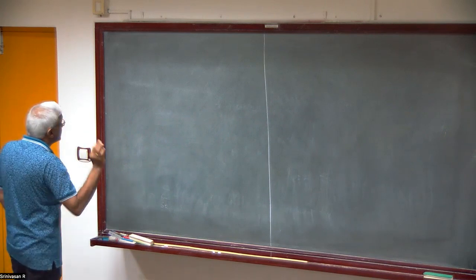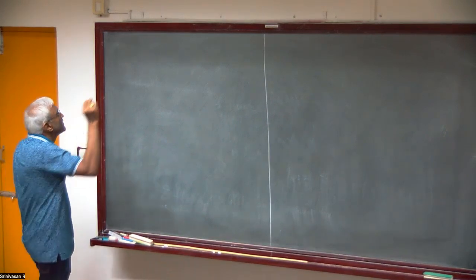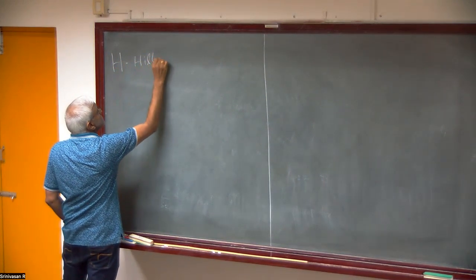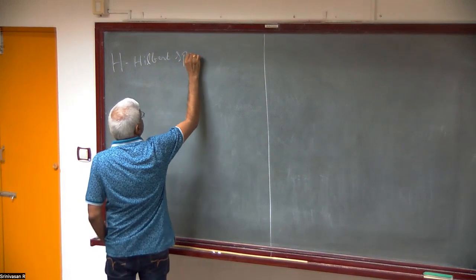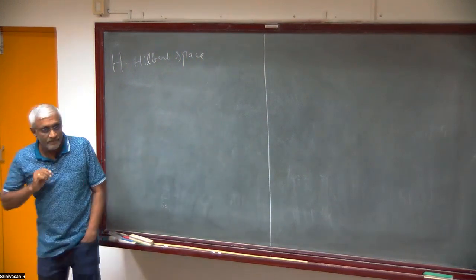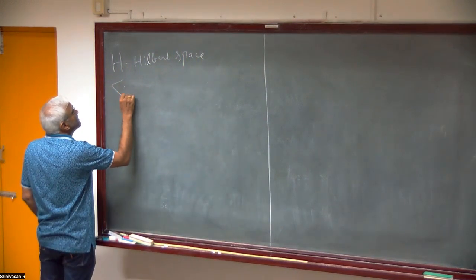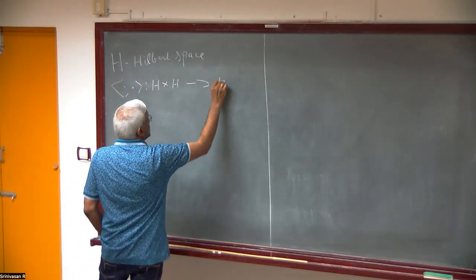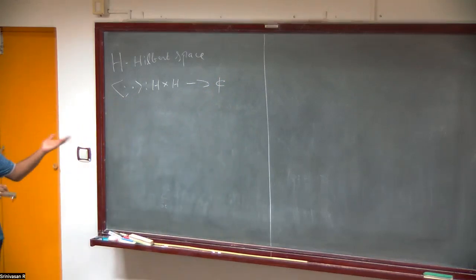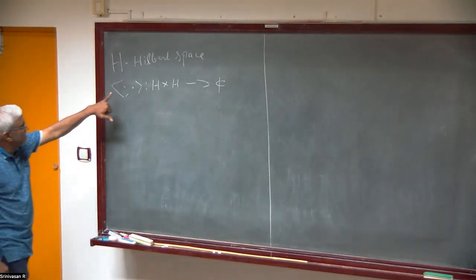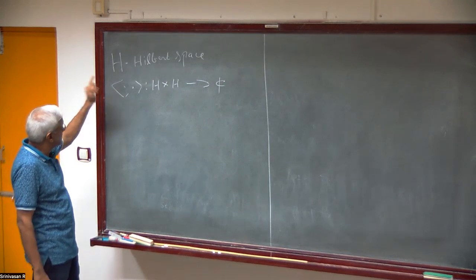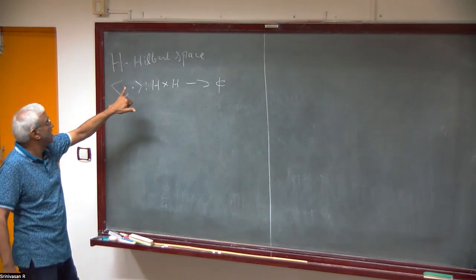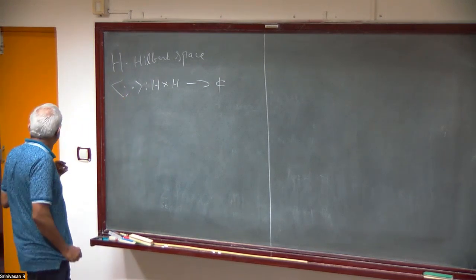In the last class, we introduced what is called a Hilbert space. Okay? So H is a Hilbert space. By this, we mean there is an inner product, which is a function of two variables from H × H to C, which I already listed all the properties. It is linear in the first variable. You can take a scalar out, you can take a sum out, and conjugate linear in the second variable. You can take it out as a bar.